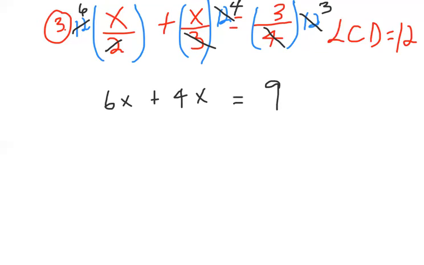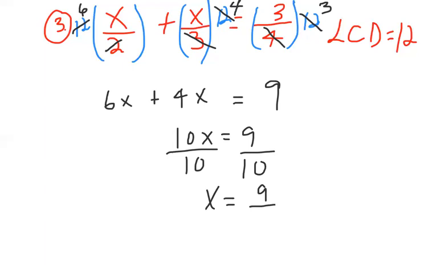Guys, look at that. Amazing. Once the fractions have been eliminated, look at how easy the problem is. So now all you need to do is combine 6x and 4x and get 10x equals 9. And then divide both sides by 10. So guys, your answer is 9 over 10. And that's it. I know, very simple.